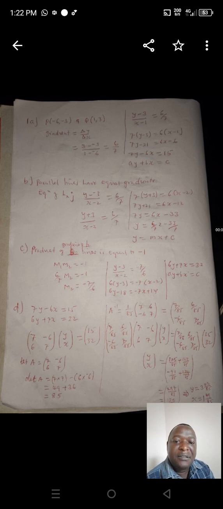So divide each term by 7, we get y = 6/7 x - 33/7. So this equation is in the form of y = mx + c, where m in this case is the gradient, which is 6 over 7, and c is the y-intercept, which is negative 33 over 7. So we have responded to the question.